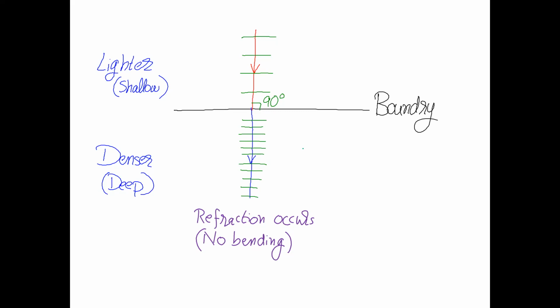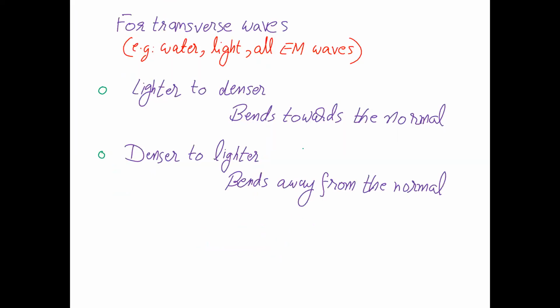The wave is traveling straight. When refraction occurs, but no bending occurs, why is this the case? The wave is striking at 90 degrees. For transverse waves like water, light, and EM waves, lighter to denser bends towards the normal, and denser to lighter bends away from the normal. You have to copy this.